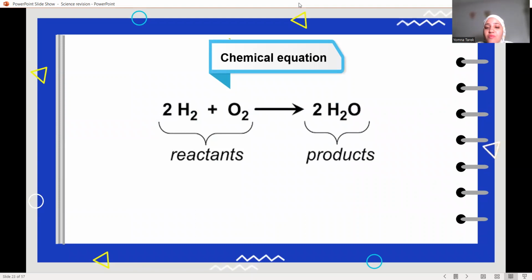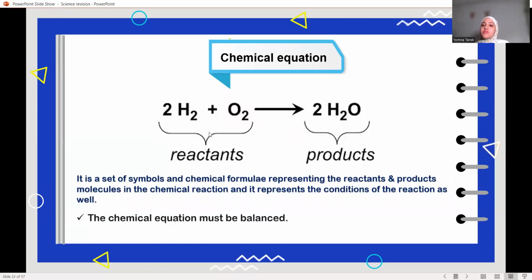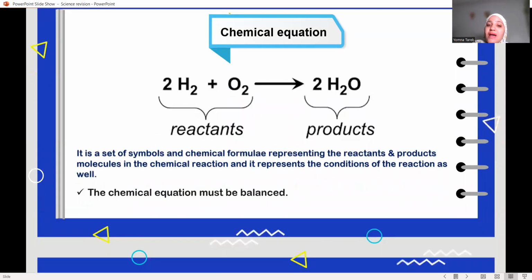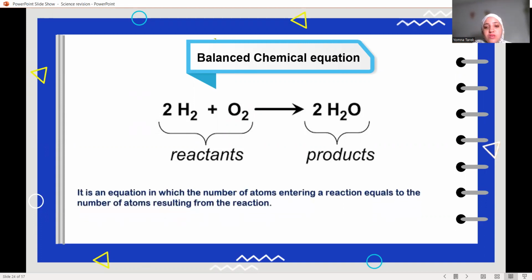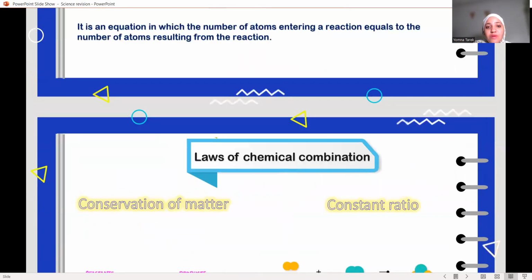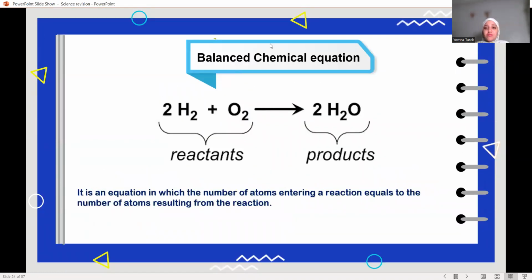Now, in a chemical reaction, as we said, we have reactants and products. Reactants are the elements that enter the chemical reaction, and products are the result of the chemical reaction. And any chemical reaction must be balanced. What is the meaning of balanced? Balanced means that the number of atoms entering the chemical reaction must be the same as the number of atoms going out from the chemical reaction.